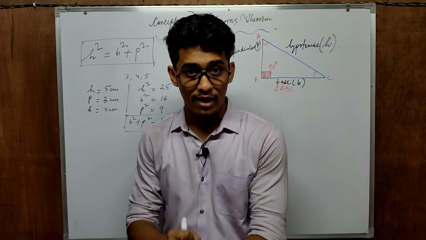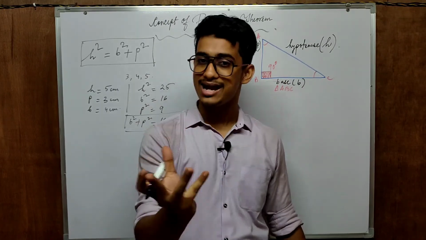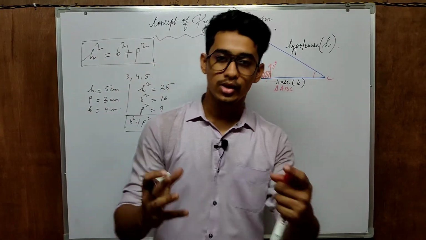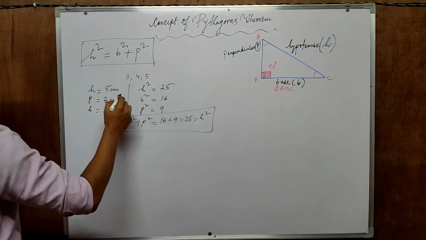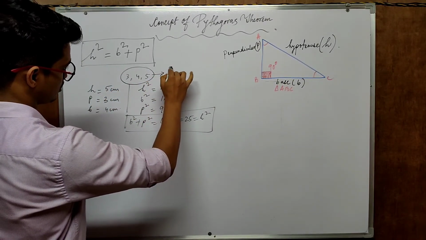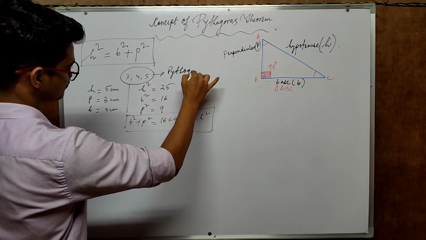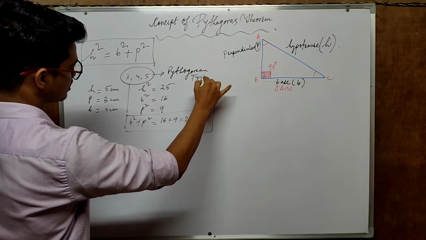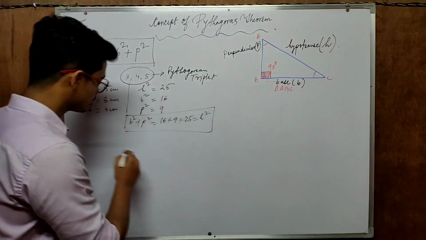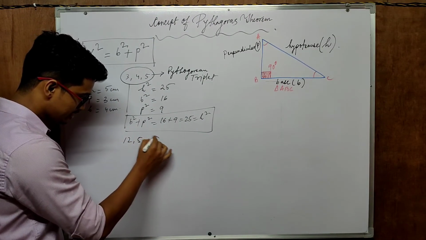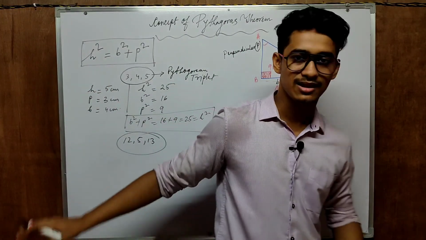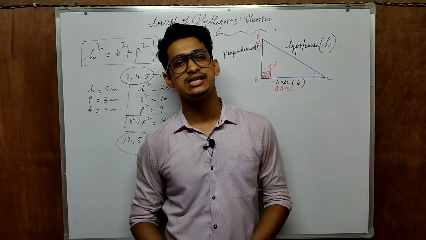So 12, 5 and 13, this type of sides tell us that the figure will be a right angle triangle. There is one more term that we use for Pythagoras theorem, called Pythagorean triplet. That is extra knowledge. Pythagorean triplet means what? Which satisfies Pythagoras theorem and nothing else. One more example that I have given to you is 12, 5 and 13. This is one more example which satisfies Pythagoras theorem, so we can say that this is called a Pythagorean triplet.